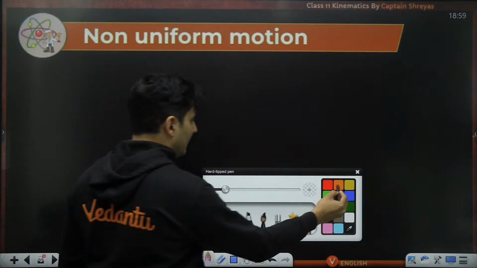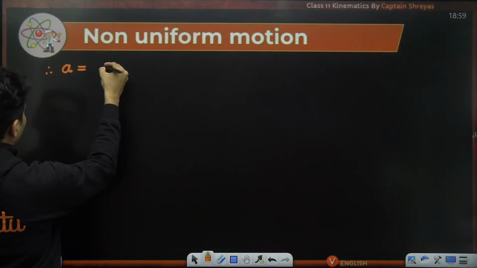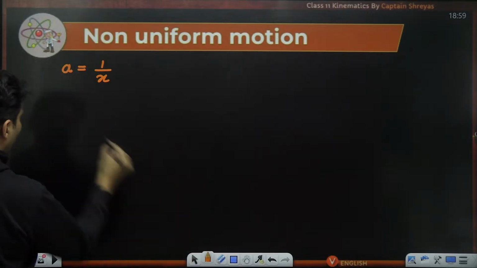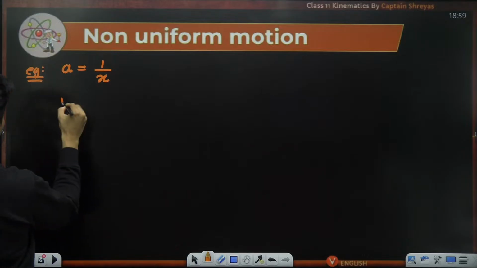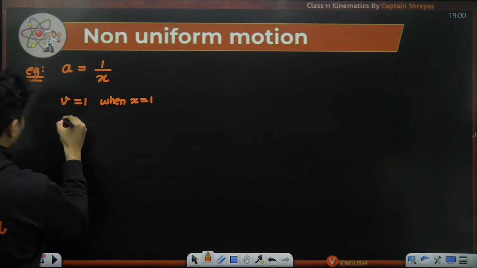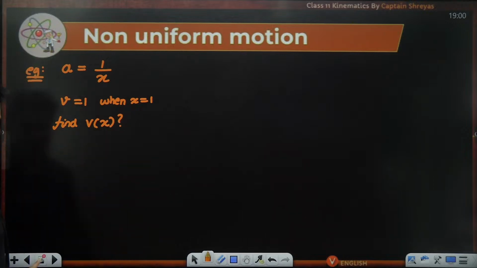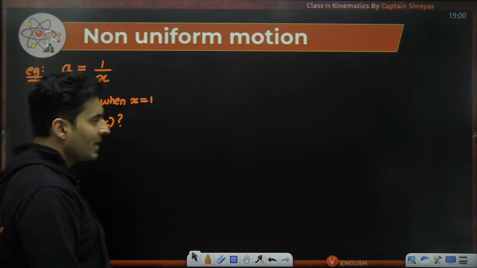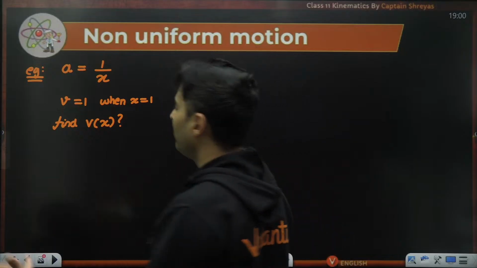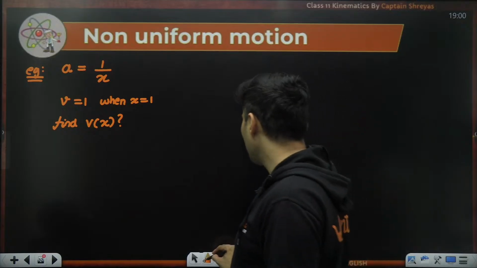Another cool question can be where, let's say, acceleration is given to be 1 by x. Okay, this is, let's say, a question. And they say velocity is 1 when x is equal to 1. Question is, find velocity as a function of x. That is a kind of cool question which you can get again. Acceleration is 1 by x of a particle. Can you find how the velocity will vary with x if, when x is 1, v is also given to be 1? Okay, let's try this out.